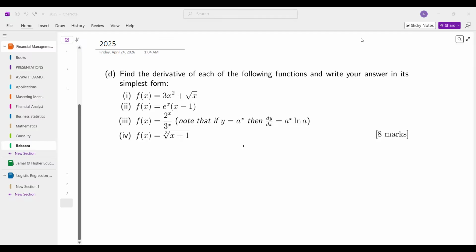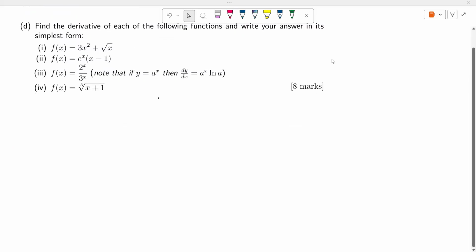So in this question, we will solve the simple derivative questions. This is from the exam paper of 2025. Let's do the first part, or maybe let's start from the fourth part.